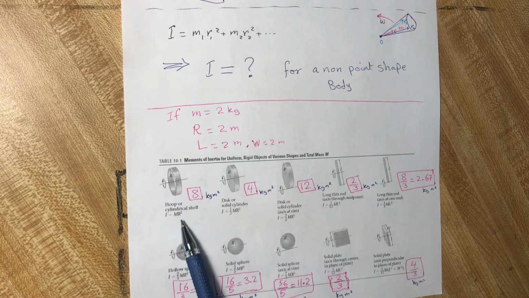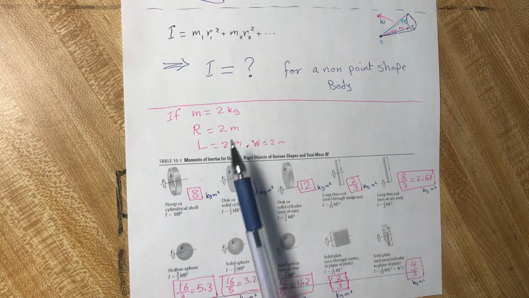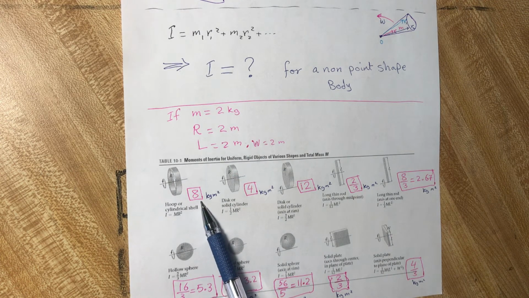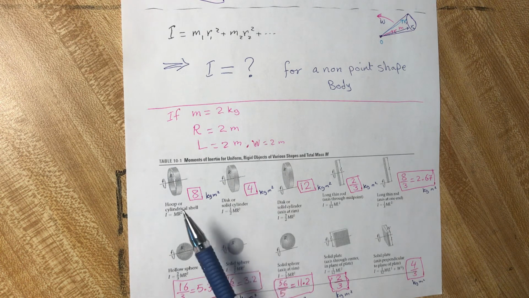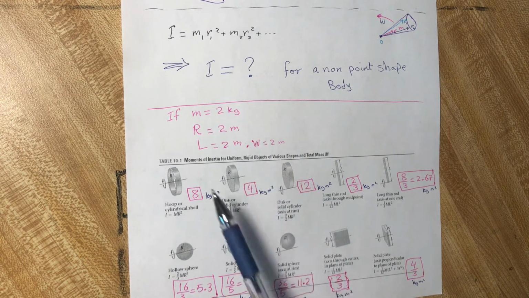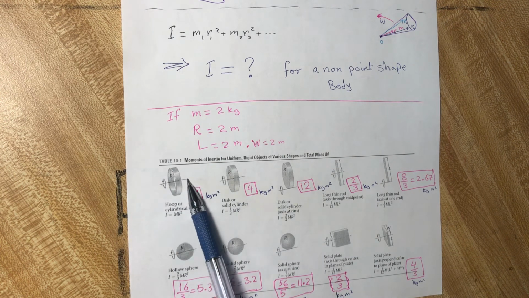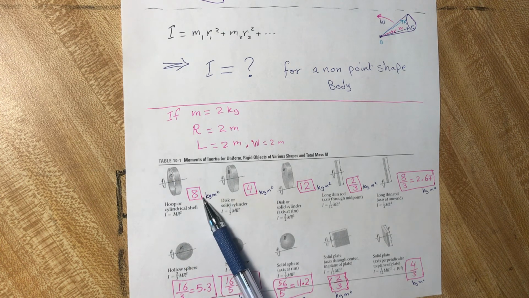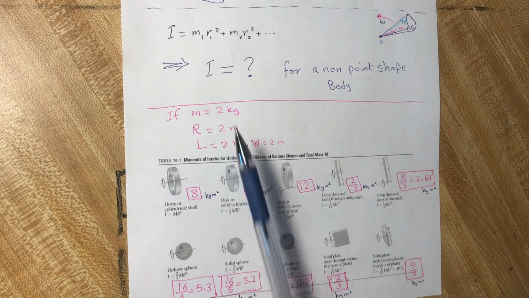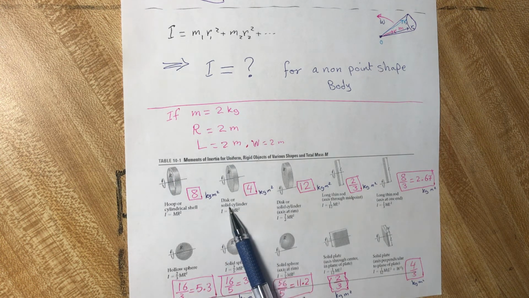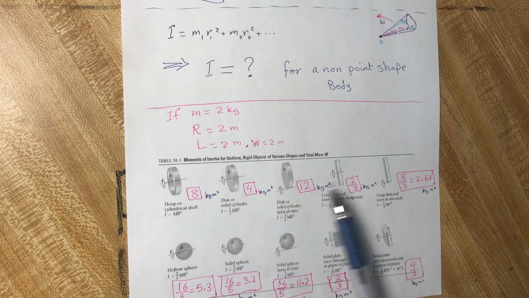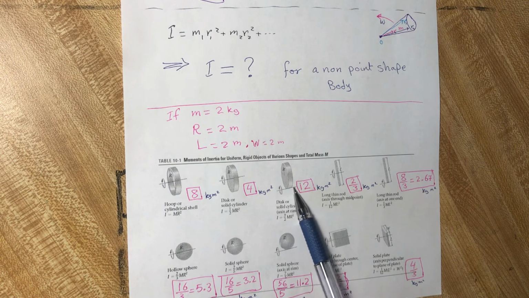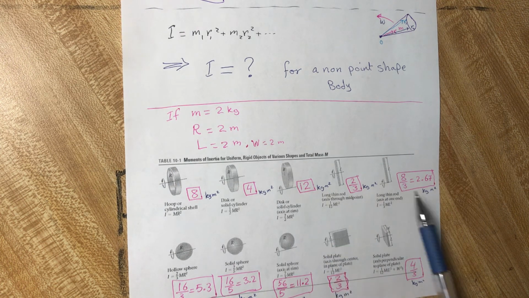For the hoop, the cylindrical shell, if we put mass 2 and radius 2, then the moment of inertia is 8 kilogram meters squared. Look, the mass is 2, but the effective mass for rotational motion, if the axis of rotation is at the center of that cylindrical shell, is 8, not 2. For a solid cylinder it is 4. For a solid cylinder but with rotation around an axis passing through the edge of that cylinder, it is 12, and so on.